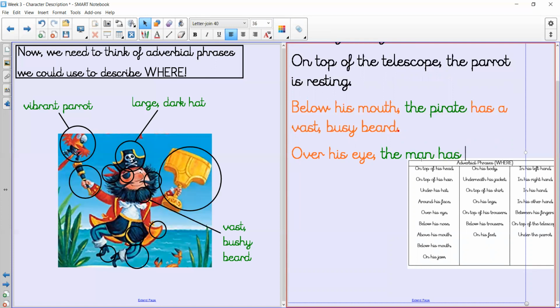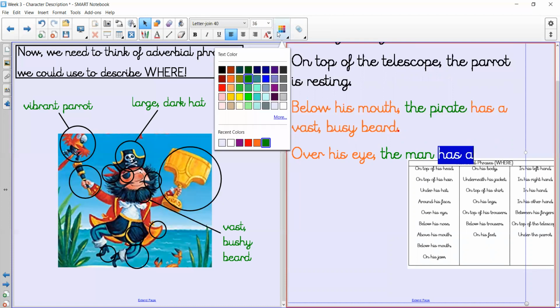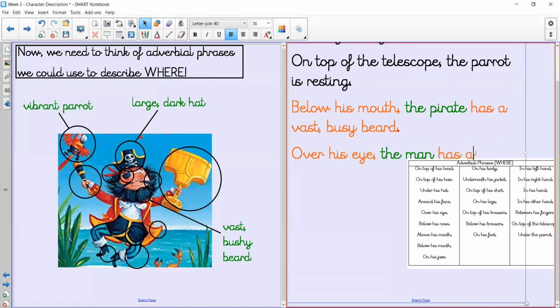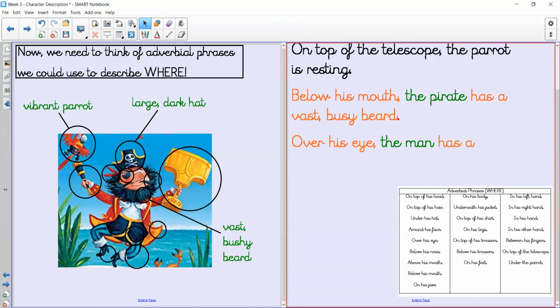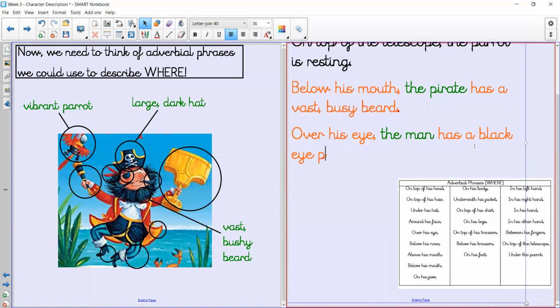has a, I'm going to turn this to orange, because I know this will be on my orange card for my predicate. Has a, now I need to think of something to describe it. Now you will have already probably got this labelled on your work from yesterday, but I haven't labelled mine yet, so I'm just going to have a little think. So the man has a black eye patch.